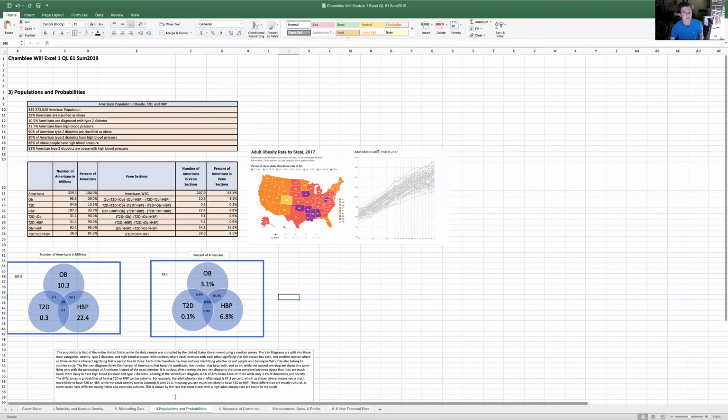Let's go on to the third one, population and probabilities. Here we took the whole American population and we looked at how many of them were obese. 29% is obese, 10.5 has type 2 diabetes, 32.7 has high blood pressure, and then 90% of Americans with type 2 diabetes are classified as obese. 90% have high blood pressure, and 86% of obese people have high blood pressure as well. 81% of American type 2 diabetics are obese with high blood pressure.